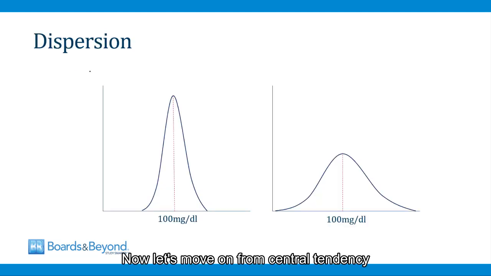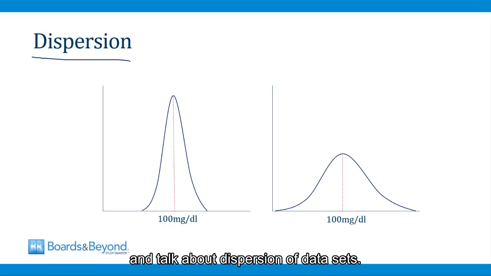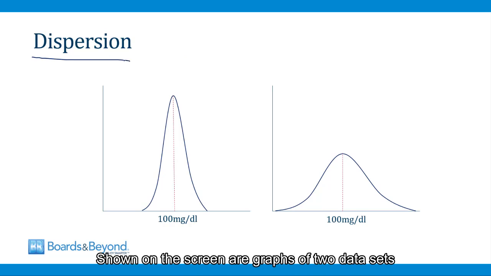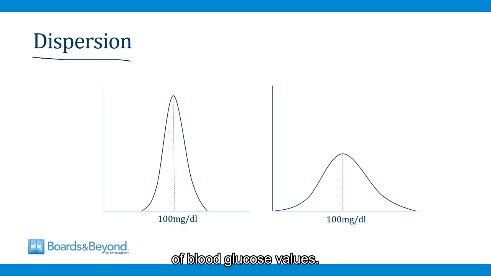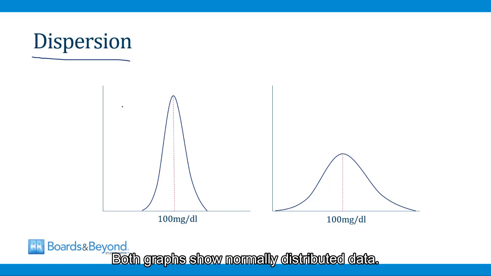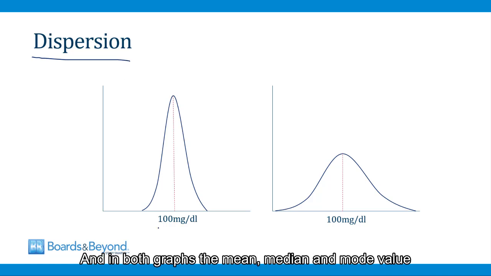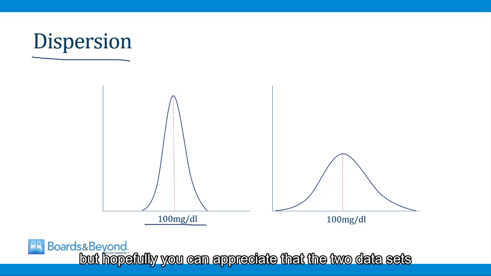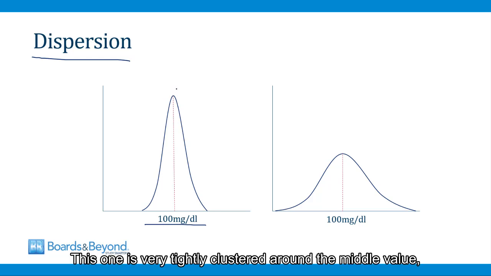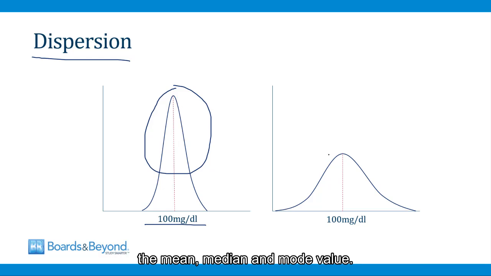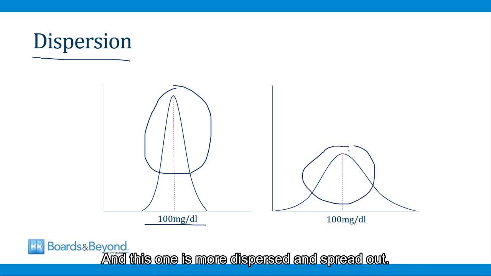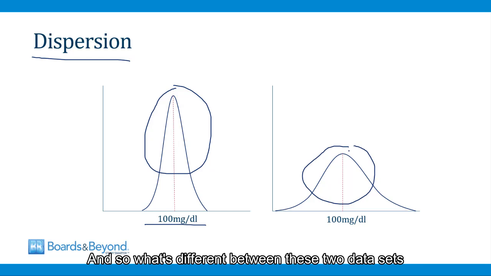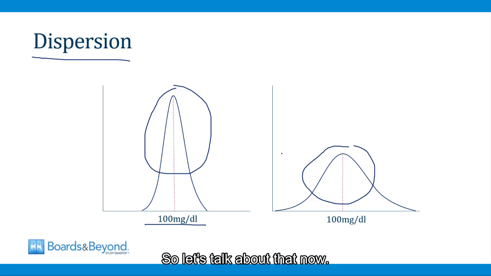Now let's move on from central tendency and talk about dispersion of data sets. Shown on the screen are graphs of two data sets of blood glucose values. Both graphs show normally distributed data, and in both graphs the mean, median, and mode value is 100 milligrams per deciliter. But hopefully you can appreciate that the two data sets are very different. This one is very tightly clustered around the middle value, the mean, median, and mode value, and this one is more dispersed and spread out. And so what's different between these two data sets is the dispersion of the data, so let's talk about that now.